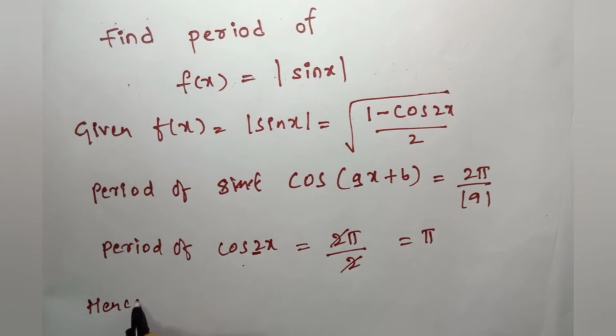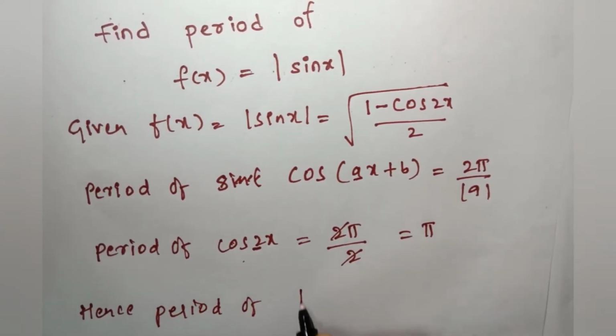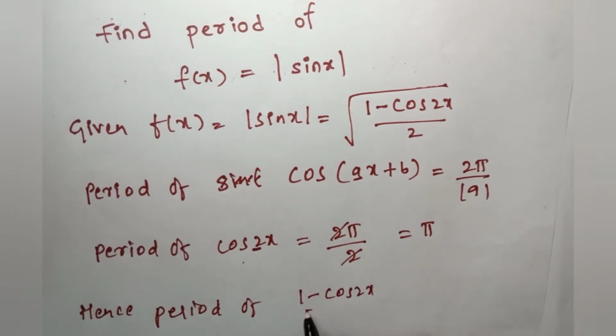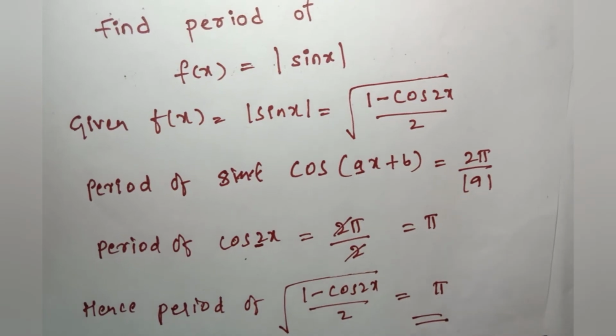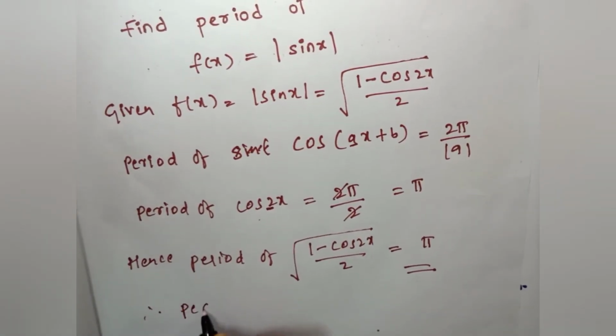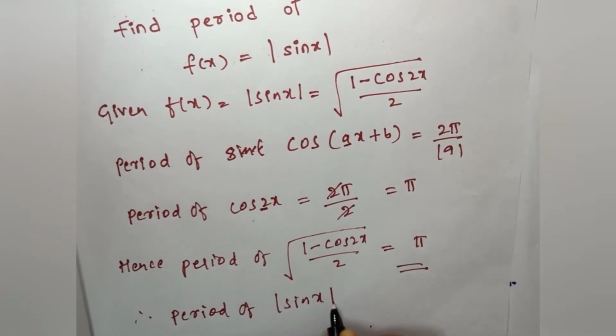Hence the period of the square root of (1 − cos 2x)/2 is equal to π. Therefore the period of |sin x| is equal to π.